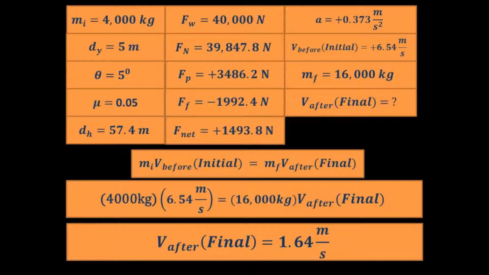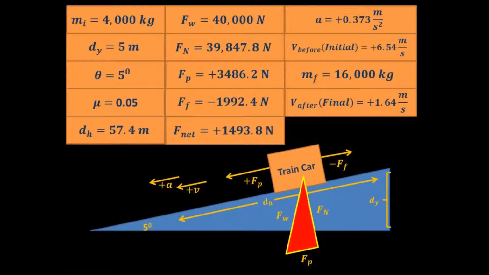1.64 meters per second. Now, it's important for you to verify that the left side equals the right side. The whole point of the problem is that the initial momentum will equal the final momentum. So the final velocity of the 4 cars after the coupling will be 1.64 meters per second. The final velocity of the system is written in as plus 1.64 meters per second, and that concludes the problem.